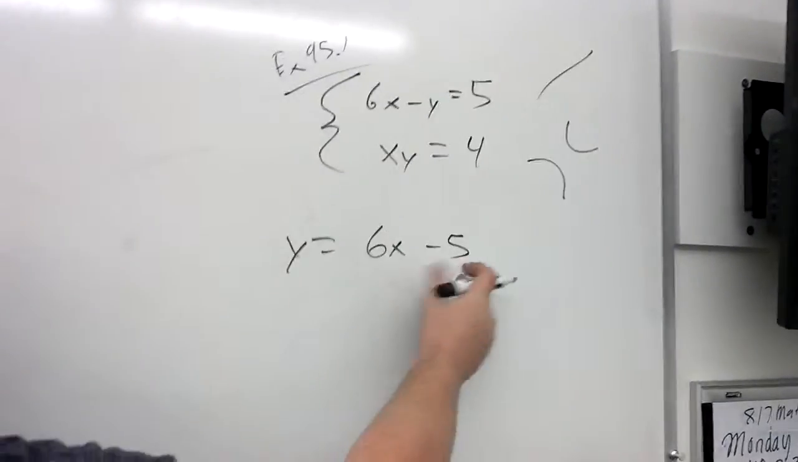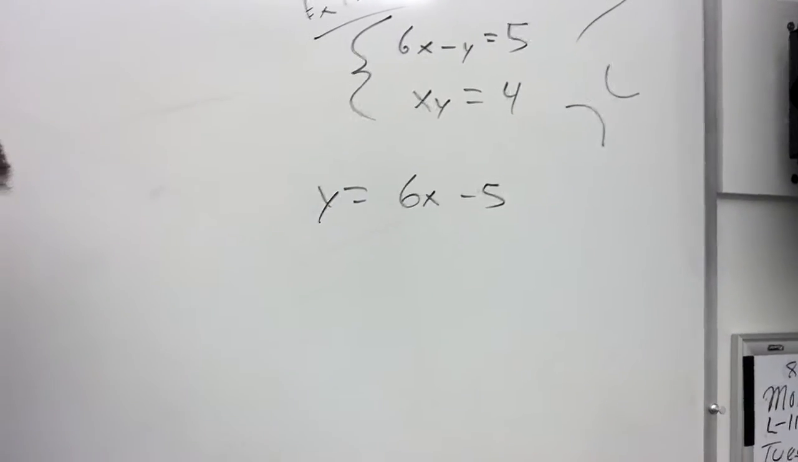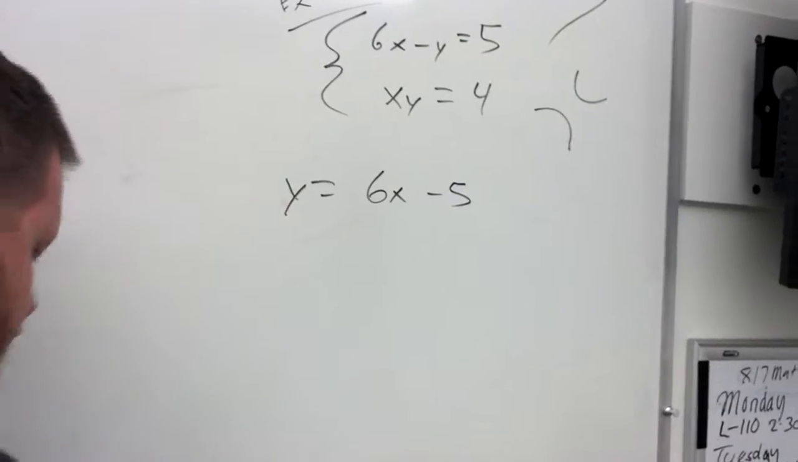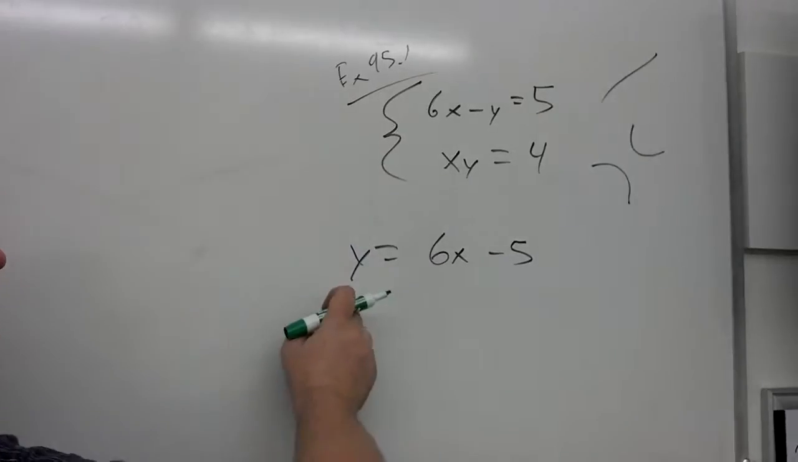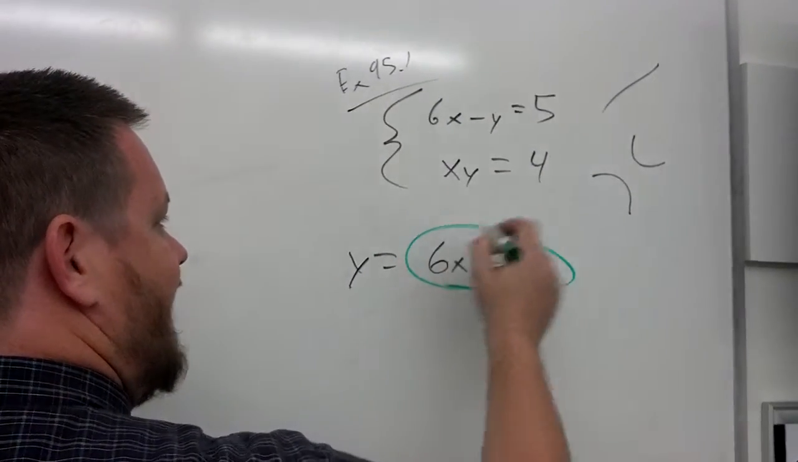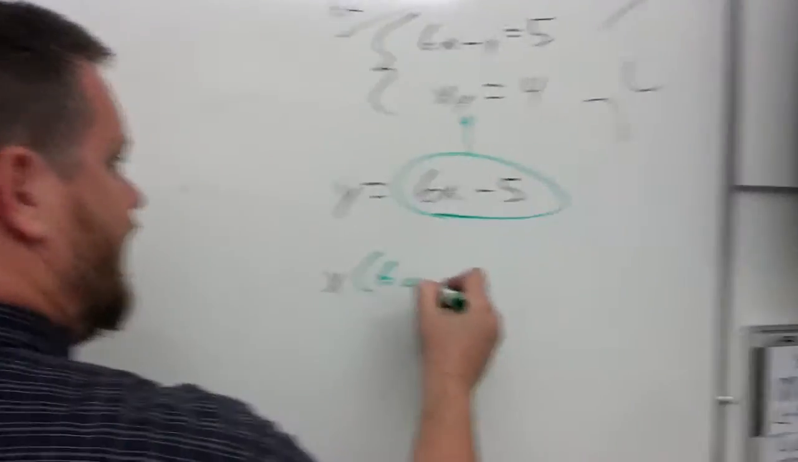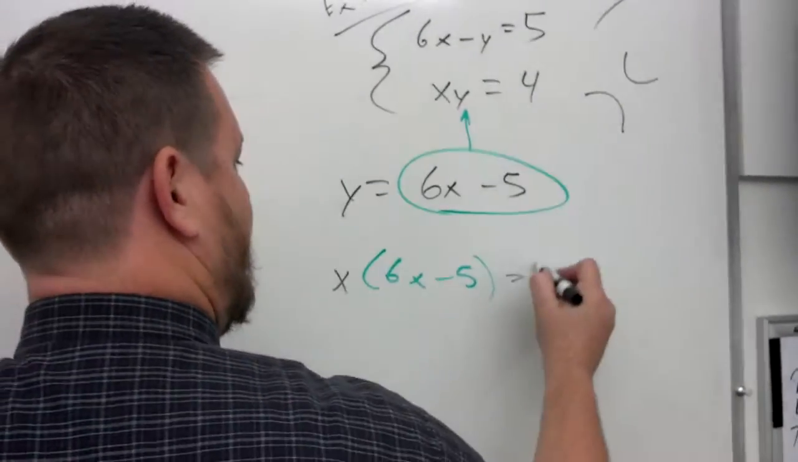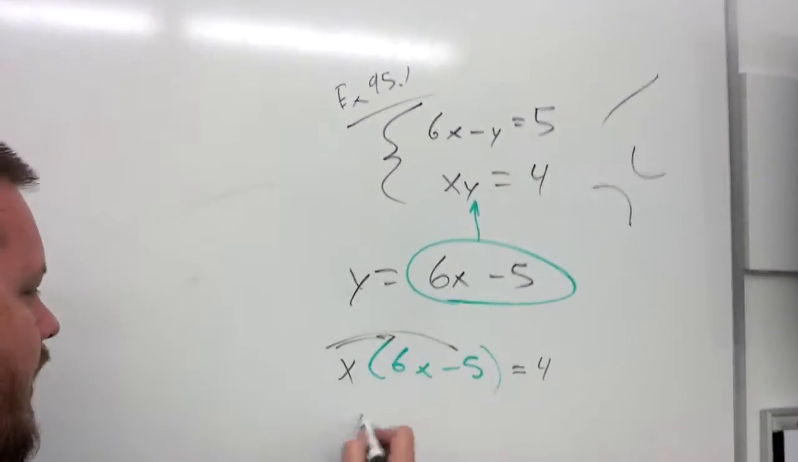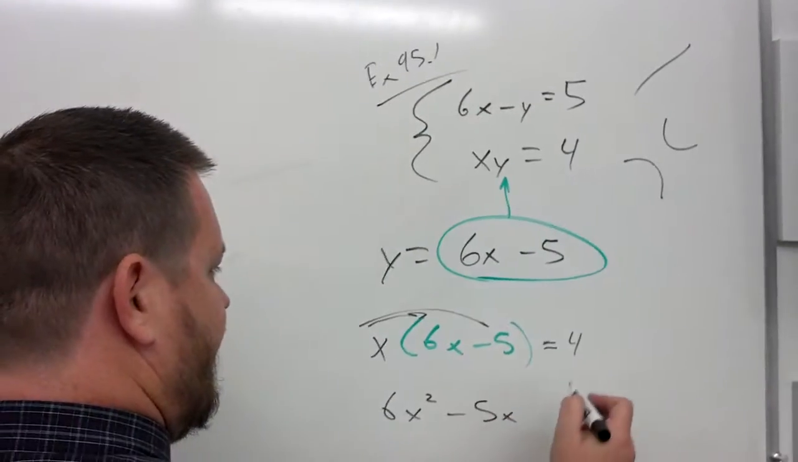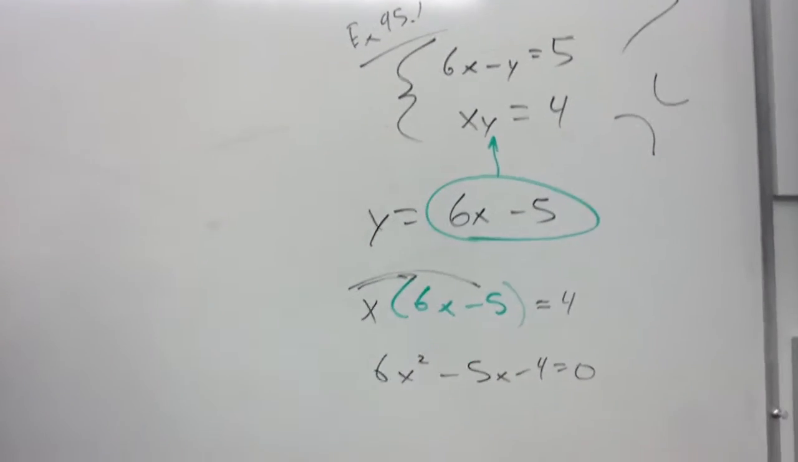All right, so once we have y, we're going to plug this into the other equation. Now that I have the easier equation solved for the easiest variable, I'm going to take what that equals and plug it into the other equation. So I've got x times y, which is 6x minus 5, equals 4. So let's distribute this. We get 6x squared minus 5x, move the 4 back, that's equal to 0. And let's solve this for x.